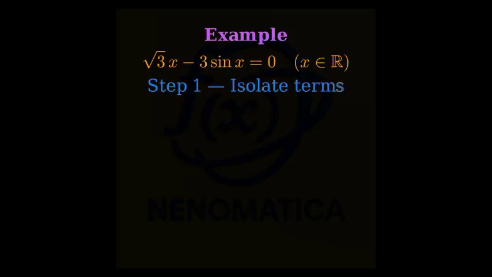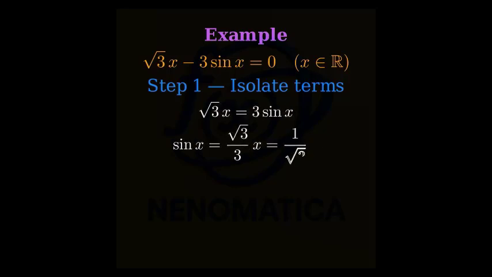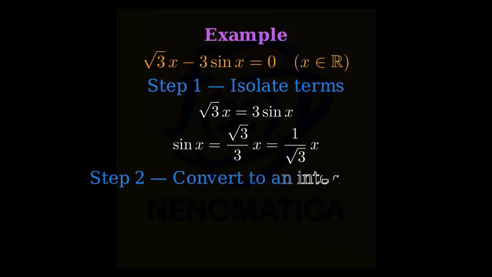Example. We will solve the equation square root of 3 times x minus 3 sine x equals 0 using a geometric approach with graphs. First, write the equation clearly on screen. Step 1. Isolate terms. Move the sine term to the right side, and then divide both sides by 3. Step 2. View this as an intersection problem.